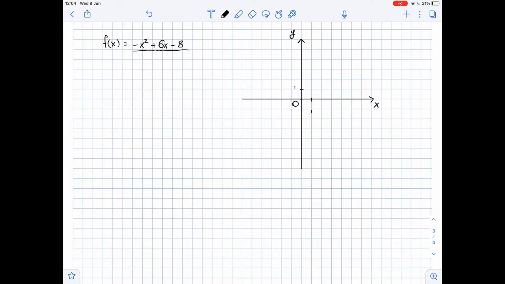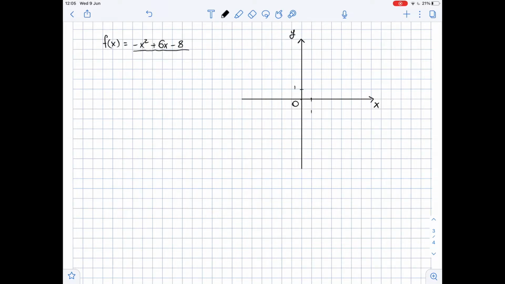So we need to graph the following quadratic function, negative x squared plus 6x minus 8. Since this is a quadratic function, we understand that its graph will look like a parabola. And before we start drawing it, let's find some information about it.